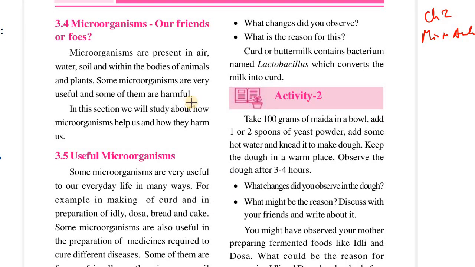Now, as I have already told you, we have seen that in fact these microorganisms are omnipresent. That means they are almost everywhere. They are present in air, water, soil, well, even within our bodies.